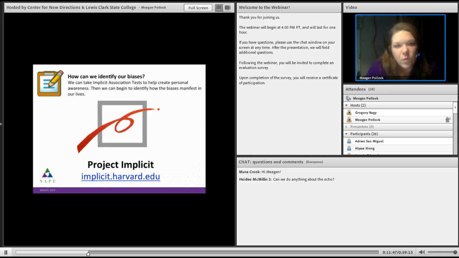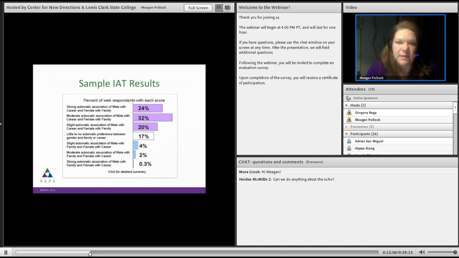One way that you can do that is you can go to implicit.harvard.edu, and they have a research project called Project Implicit. This is an opportunity for you to take a variety of different tests on a variety of different topics to understand what biases you might hold based on your upbringing and your environment.